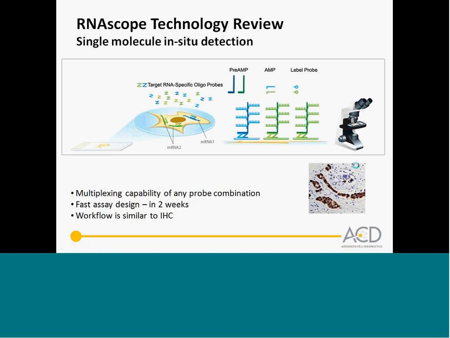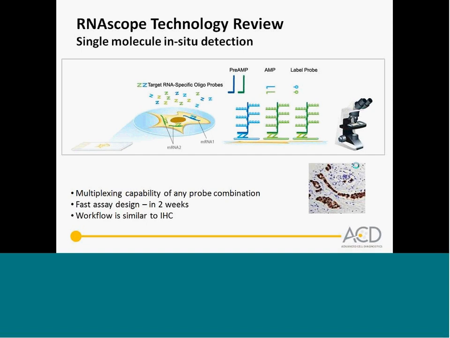Overview of the technology and the different steps involved. First, our assay is applicable to tissue sections on glass slides. They can be FFPE, formalin-fixed paraffin-embedded tissues. They can be fresh frozen tissues or cells that are cultured on glass slides. And soon we're going to be launching an assay amenable to PBMC and hematological use as well. It can be multiplexed with any probe combination, and we can design these probe oligos in as little as 2 weeks. We have probes called double Z target probes.